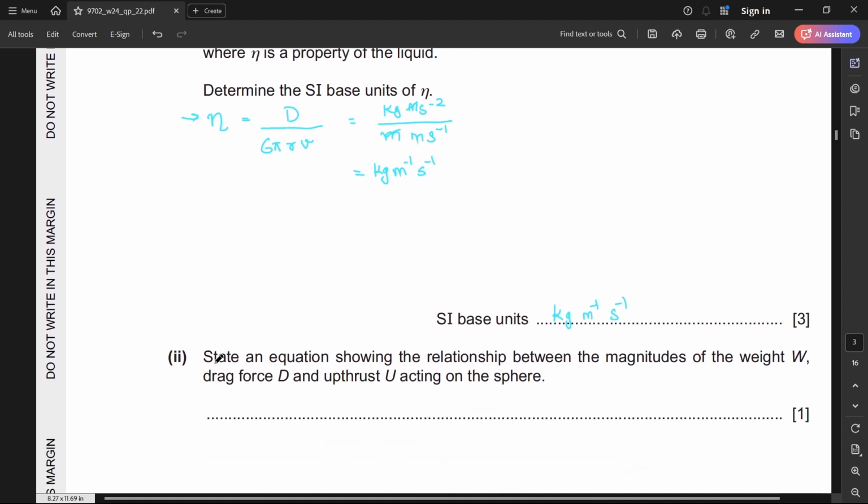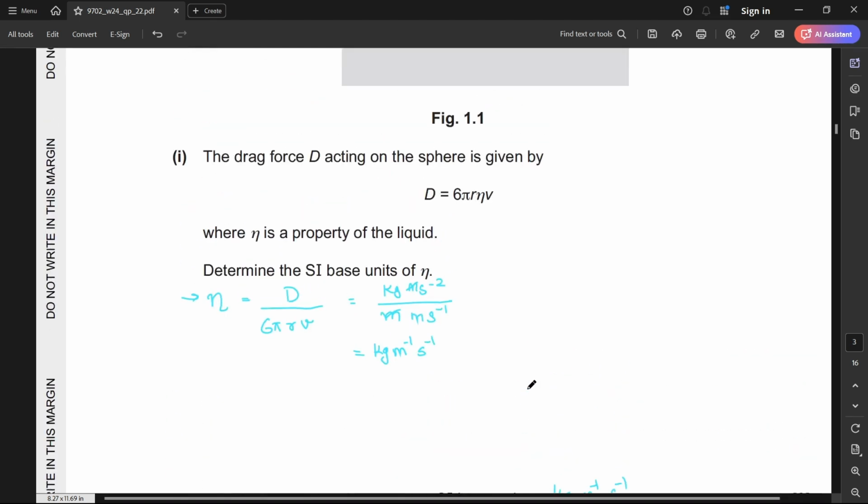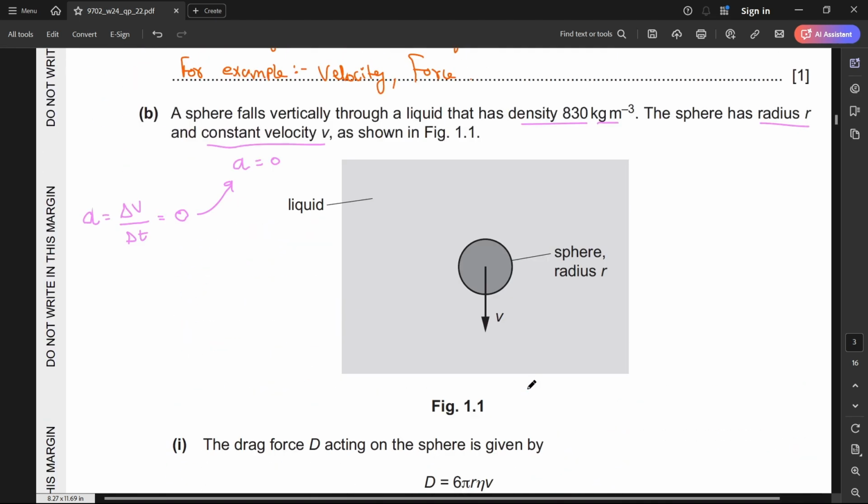Now, state an equation showing the relationship between the magnitudes of weight, drag force, and the upthrust force acting on the sphere. Because the object is moving down the liquid, the drag force is going to be experienced on the top part. And upthrust force, obviously because it is upthrust, is going to act in the upward direction. And weight, because Earth is trying to pull the object down, is always going to act vertically downwards. We know that.